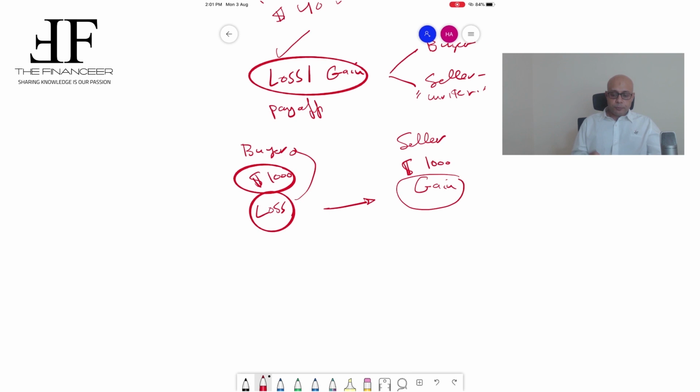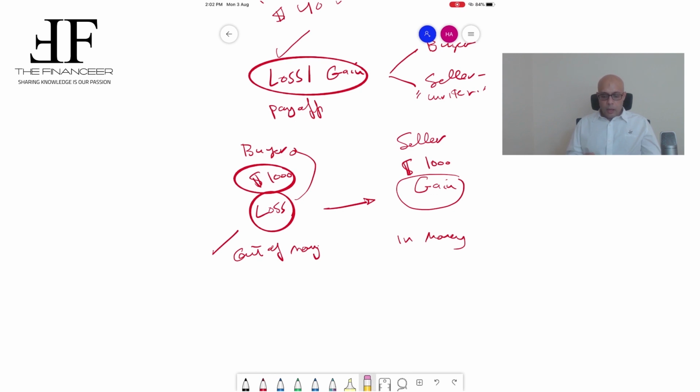Now, we are going to call this scenario for the buyer out of the money. So the buyer is in a situation of out of the money. Why out of the money? Because he didn't exercise the option. He purchased the option but didn't get a benefit from it. He didn't exercise because the market price is less than the exercise price. So in this case, we call the buyer out of the money. And on the other side, the seller, we are going to call in the money.